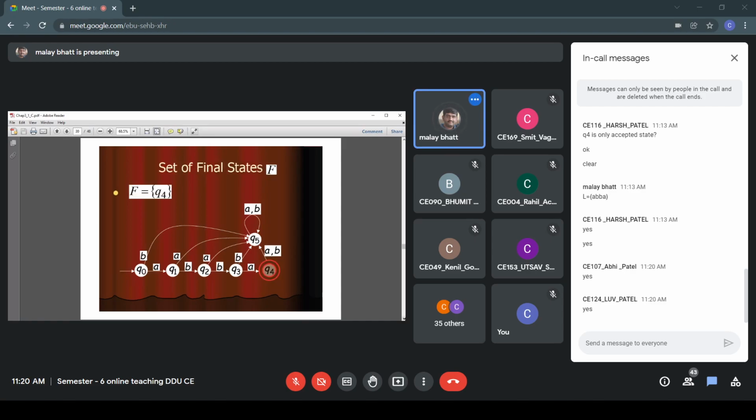Okay, next is the set of final states. In this diagram we have only one final state, that is Q4. In some other automata we can have more than one final state. It can be 2, it can be 3, it can be any number of final states in the automaton, and all those states will be included in the set F.